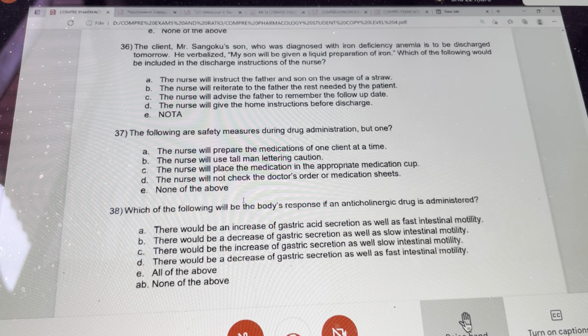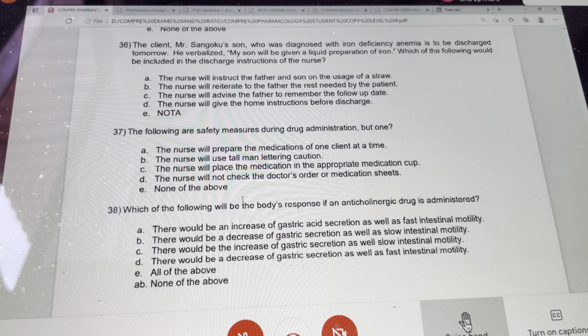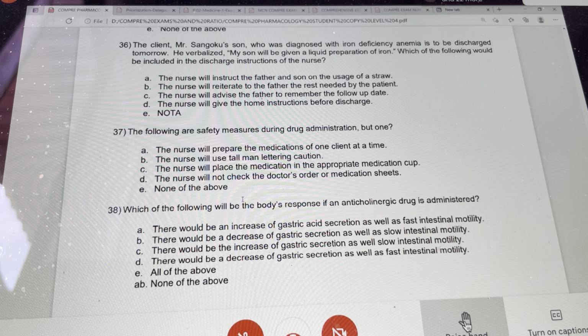The client, Mr. Sanggoko's son, who was diagnosed with iron deficiency anemia, is to be discharged tomorrow. He verbalized, my son will be given a liquid preparation of iron. Which of the following would be included in the discharge instructions of the nurse? You may have encountered this before because this is a board exam question as well. My son will be given a liquid preparation of iron. What is your instruction as a nurse?